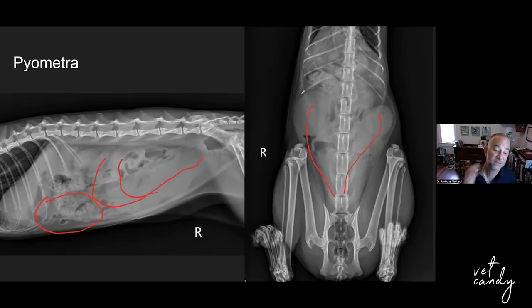Okay, mass effect is the displacement of normal structures by a mass. Sometimes you don't see the mass and all you see is the mass effect. In this case, we see the mass. This is a very large uterus, and a large uterus is most commonly seen with pyometra. Other differentials that are a lot less common are mucometra and uterine cancer. But that mass effect is what I want you to really pay attention to, how the intestines are being pushed cranially. That can only happen from a structure that is normally present in the caudal abdomen, like the uterus. Okay.